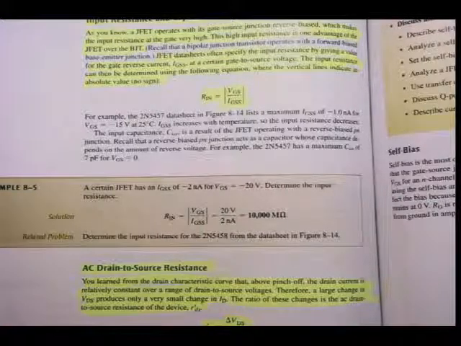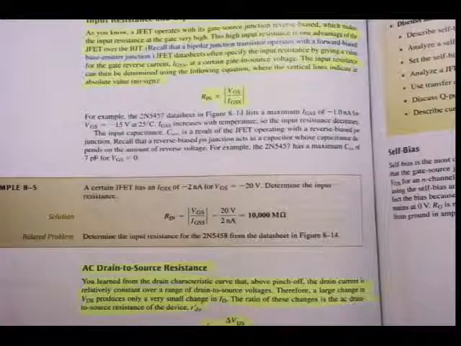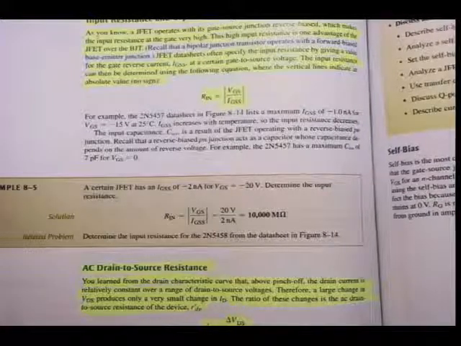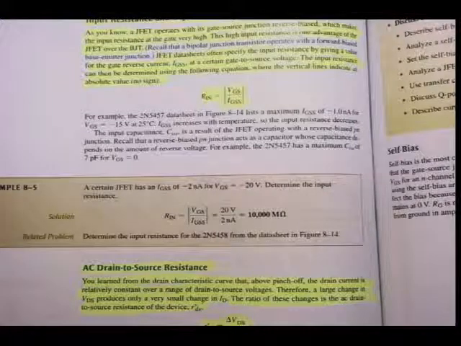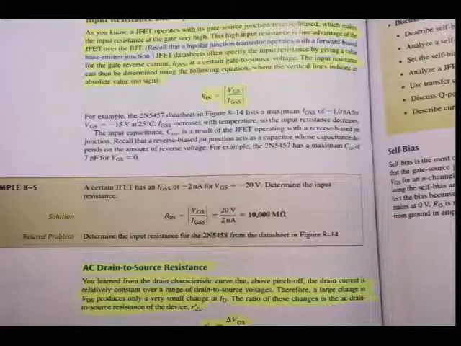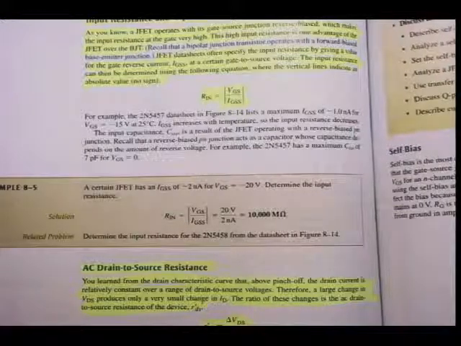AC drain to source resistance. You learned from the drain characteristic curve that the drain current above pinch-off is relatively constant over a range of drain to source voltages. Remember, that was between points B and C. Therefore, a large change in VDS produces only a small change in ID. The ratio of these changes is the AC drain to source resistance of the device, R'ds, and it's determined by that formula.